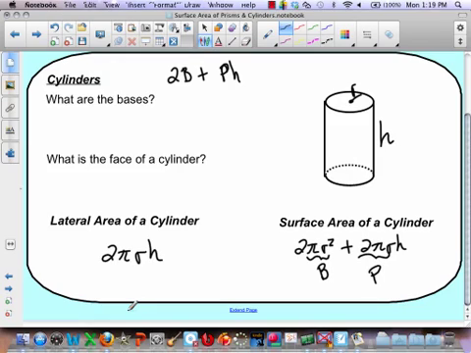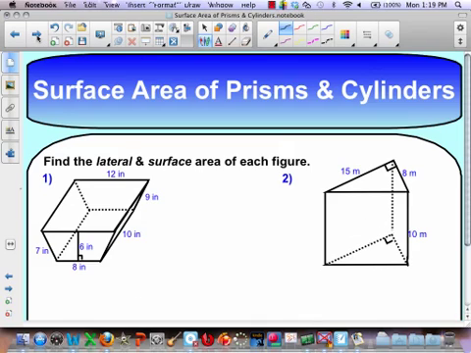Alright, let's get into actually doing some stuff. We talked a little bit about where the formulas are, and where they come from. Alright, let's do a couple of examples. Okay, first of all, let's name these. What type of shape do I have on number 1? Trapezoid. Trapezoidal prism.